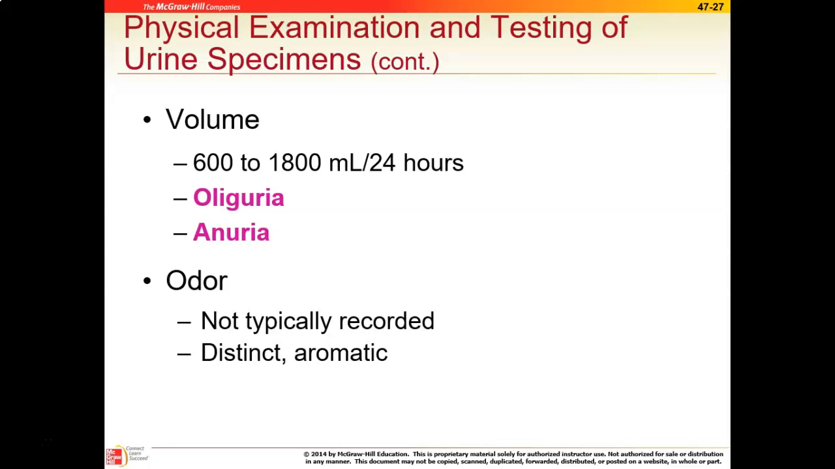There can be a normal odor that comes with urine, and so it can be a little aromatic. It shouldn't be pungent or really, really strong. We don't typically record it, but sometimes people will present saying that their urine odor has changed. So sometimes a malodorous urine can indicate an infection, although we don't prototypically report this anywhere on the requisition sheet that we're writing on. Okay.